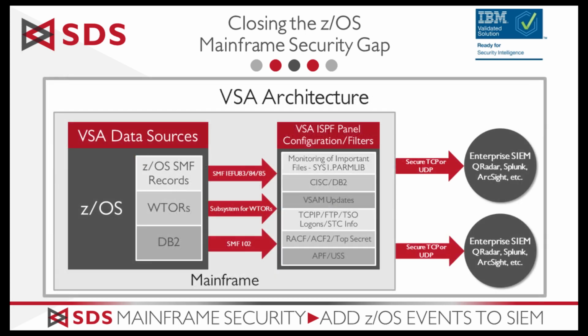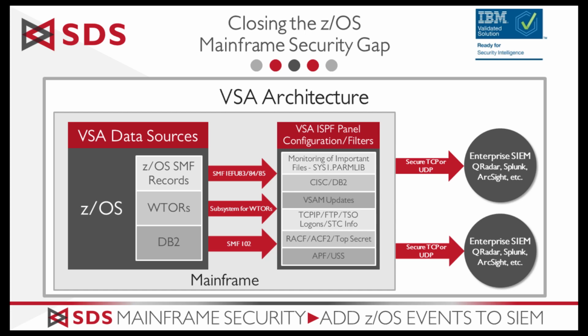So here's the architecture of the VSA product. It runs on the mainframe on z/OS, runs as a started task, and we gather information from, so these are the data sources, z/OS SMF records in real time. We can send these events in real time to your SIEM. Then we also can harvest the write to operator console messages, and also DB2 is where we gather information from.